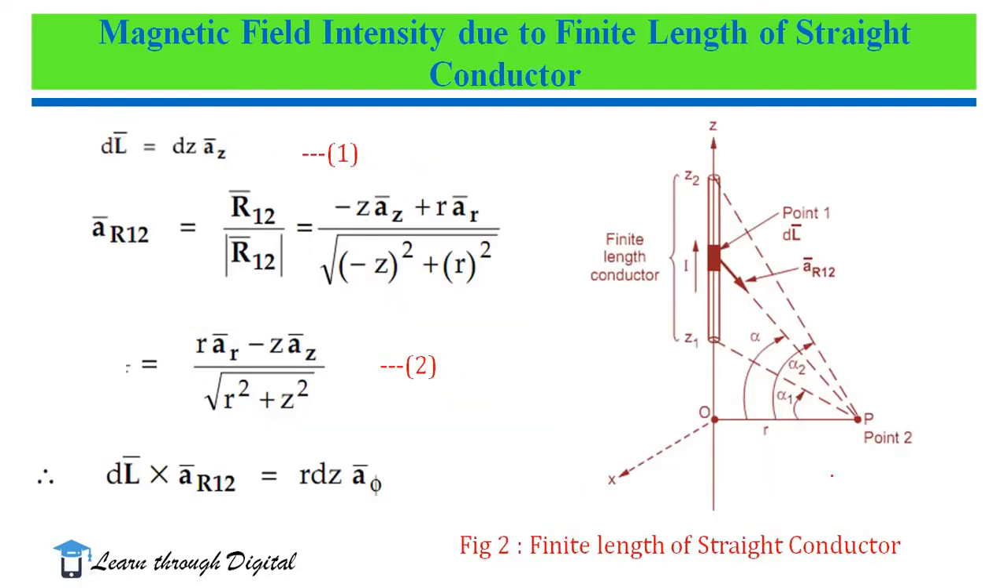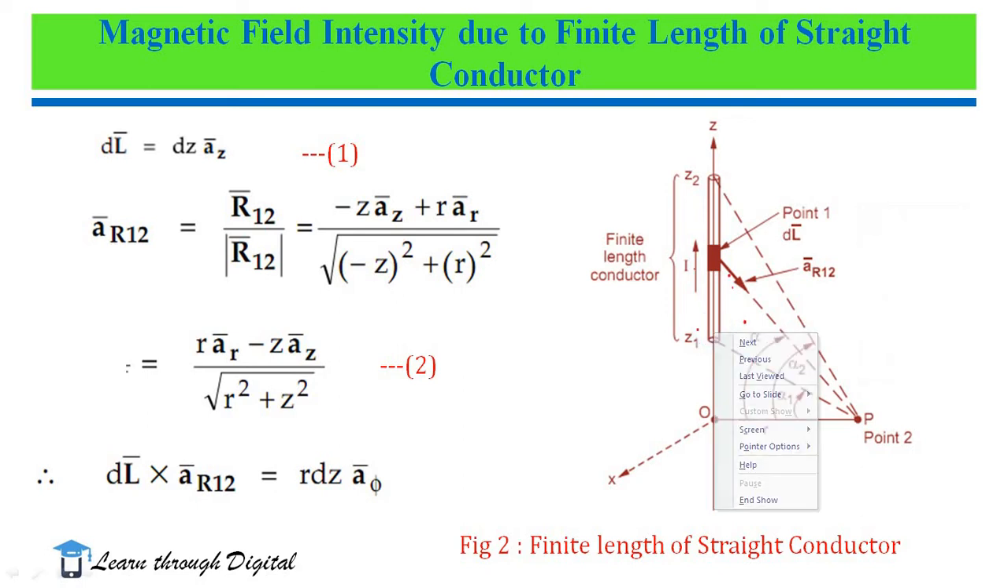Next we are going to consider a finite length of straight conductor. The only difference in this case is that the integration limit is z1 to z2. In the previous one we considered it from minus infinity to plus infinity. All other things are the same. So here we consider this figure.